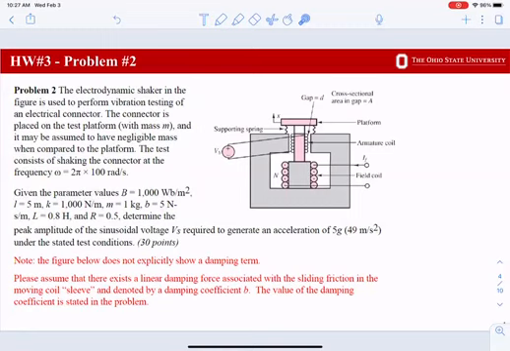This question asks you to determine the peak amplitude of the sinusoid voltage, the Vs required, to generate an acceleration of 5G. 5G means 49 meters per second squared, right? So the final equation you should get is Vs, to get this acceleration for x, right?